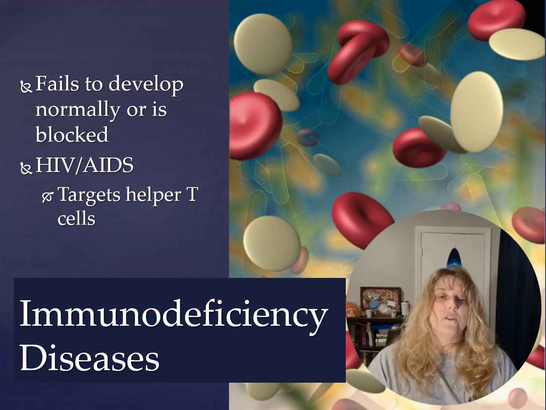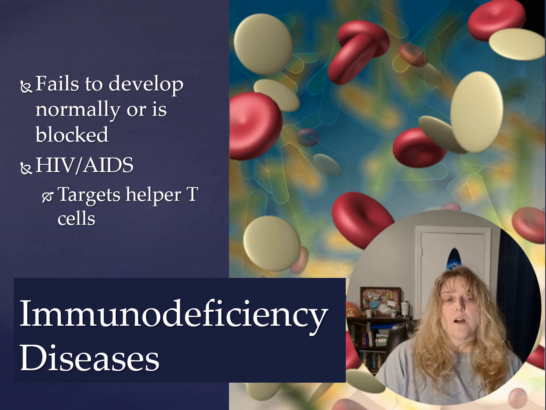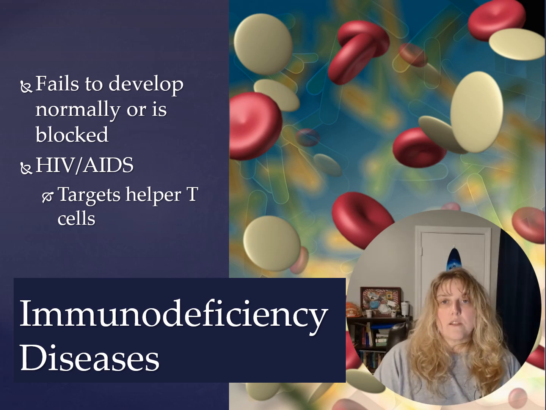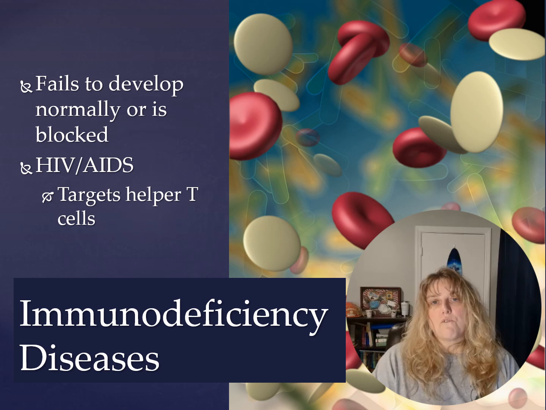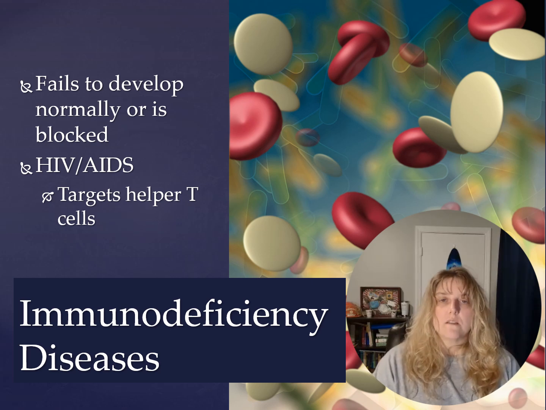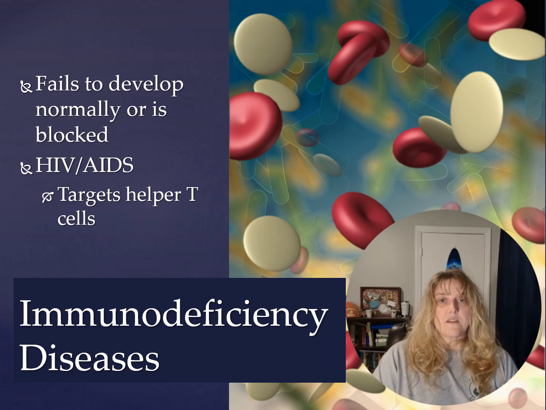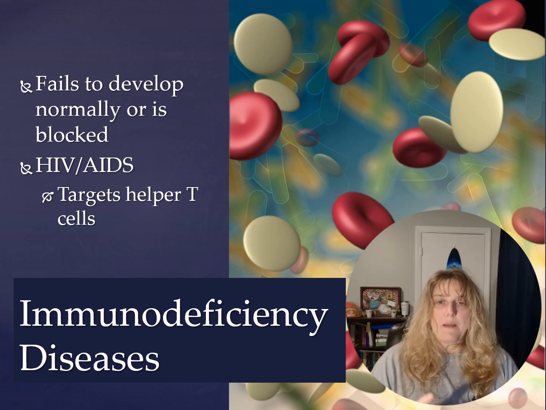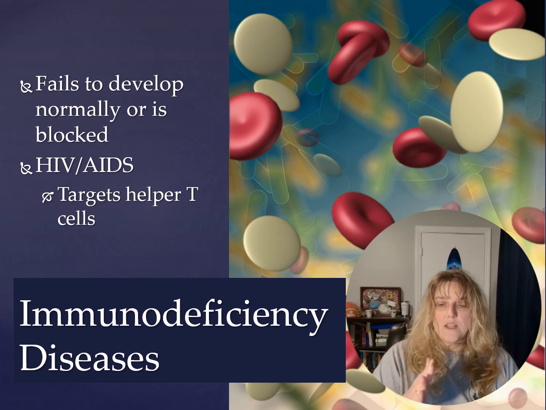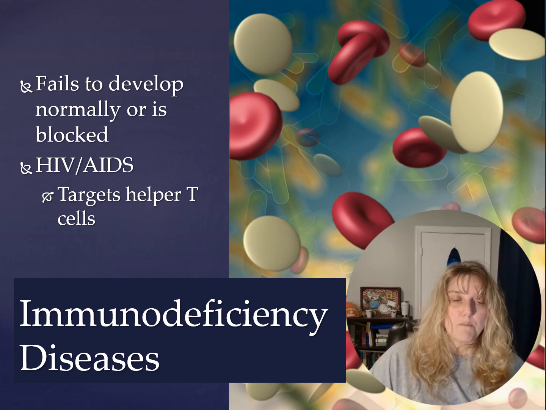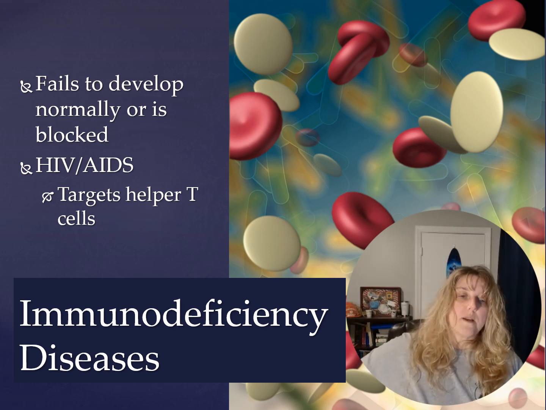Then you have the immunodeficiency diseases, where you have a failure to develop normally or it becomes blocked. In the case of HIV and AIDS, HIV actually will target the helper T cells and prevent them from doing their job. The problem with HIV is it's extremely sloppy in its replication. It doesn't always replicate the same way. That's why it took so long to find medications to combat or control it, because they had to find that one key item that was the same every time it replicated, and it took many, many years before they were able to identify that.